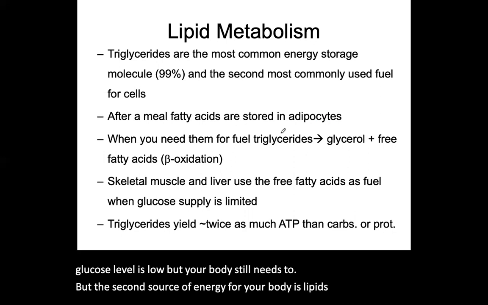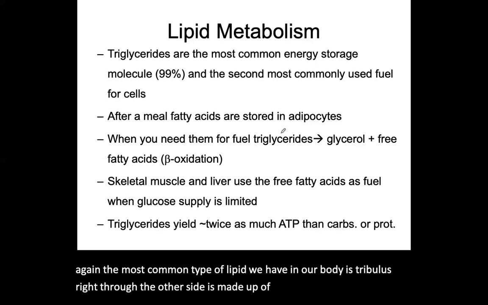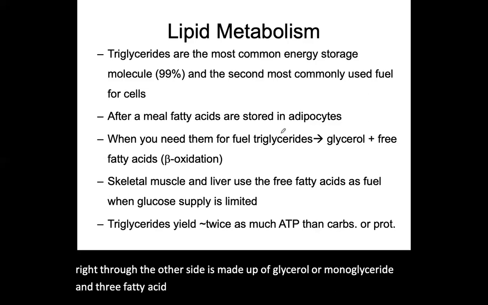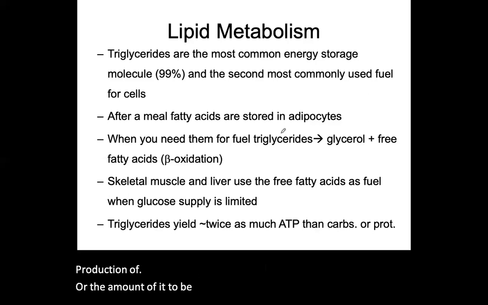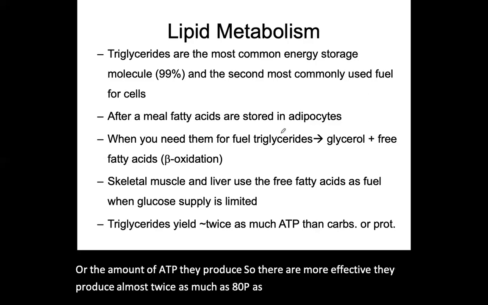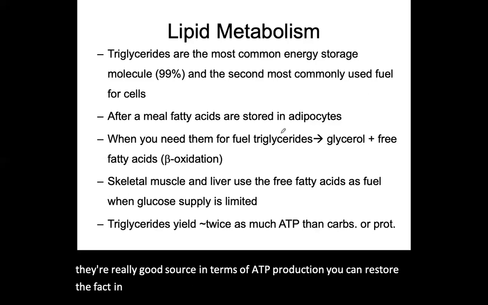Now, if you recall again, the most common type of lipid we have in our body is triglyceride. Triglyceride is made up of glycerol or monoglyceride and 3 fatty acid chains. They are very important in terms of production of or the amount of ATP they produce, so they are more effective. They produce twice as much ATP as carbs and proteins, so they're a really good source in terms of ATP production. You can store the fat in typical skeletal muscles and livers, but typically they're stored in fatty tissue or adipose tissue.